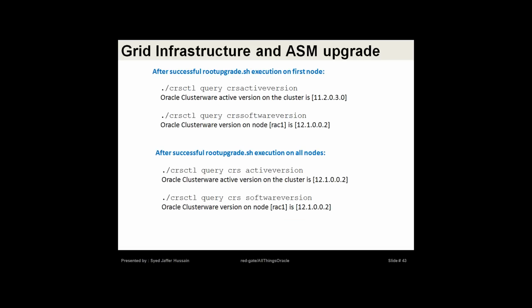After you successfully execute root upgrade.sh on the first node, let's run the query to see what your version is. You see the CRS active version as the previous release, but the CRS software version points to the new release. Why? Because, as I told you in the beginning, if you have an incomplete upgrade, you tend to see this. As long as you have a successful upgrade across all the nodes, you are not going to see the active and software versions differ. The second example on the screen shows that after your successful root upgrade and CRS upgrade, you see both the active and software version as 12c.